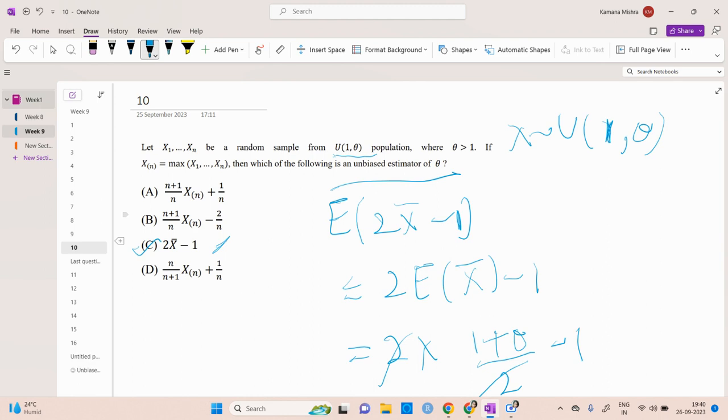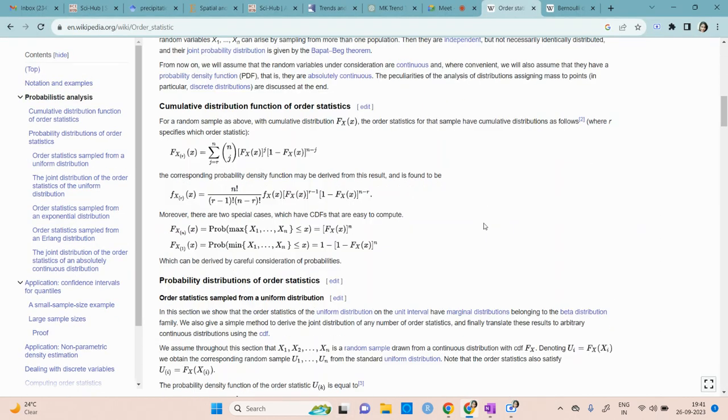Now we have found the answer, but then you need to understand how we check the others. To check the others, what we need to find is the expectation of all of these. The common point here is Xn, which is the order statistic maximum. So fxn is the probability density of this maximum, and if we put n in place of r, then we can find it.